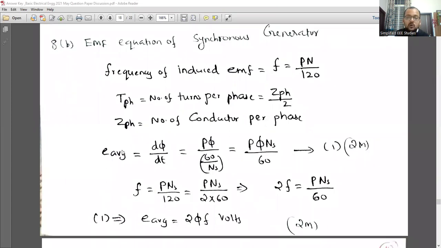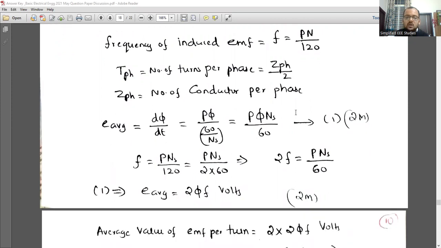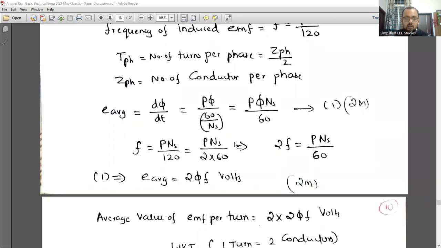However, let us directly move on to apply Faraday's law. According to Faraday's law, E is equal to N d phi by dt. N I will be taking as 1. And E average can be written as d phi by dt. D phi means P phi. The same thing is applicable for DC generator also. dt can be written as 60 by Ns, where Ns is known as synchronous speed. While simplifying, I'll be getting P phi Ns by 60. If you write up to this, definitely 2 marks is guaranteed.